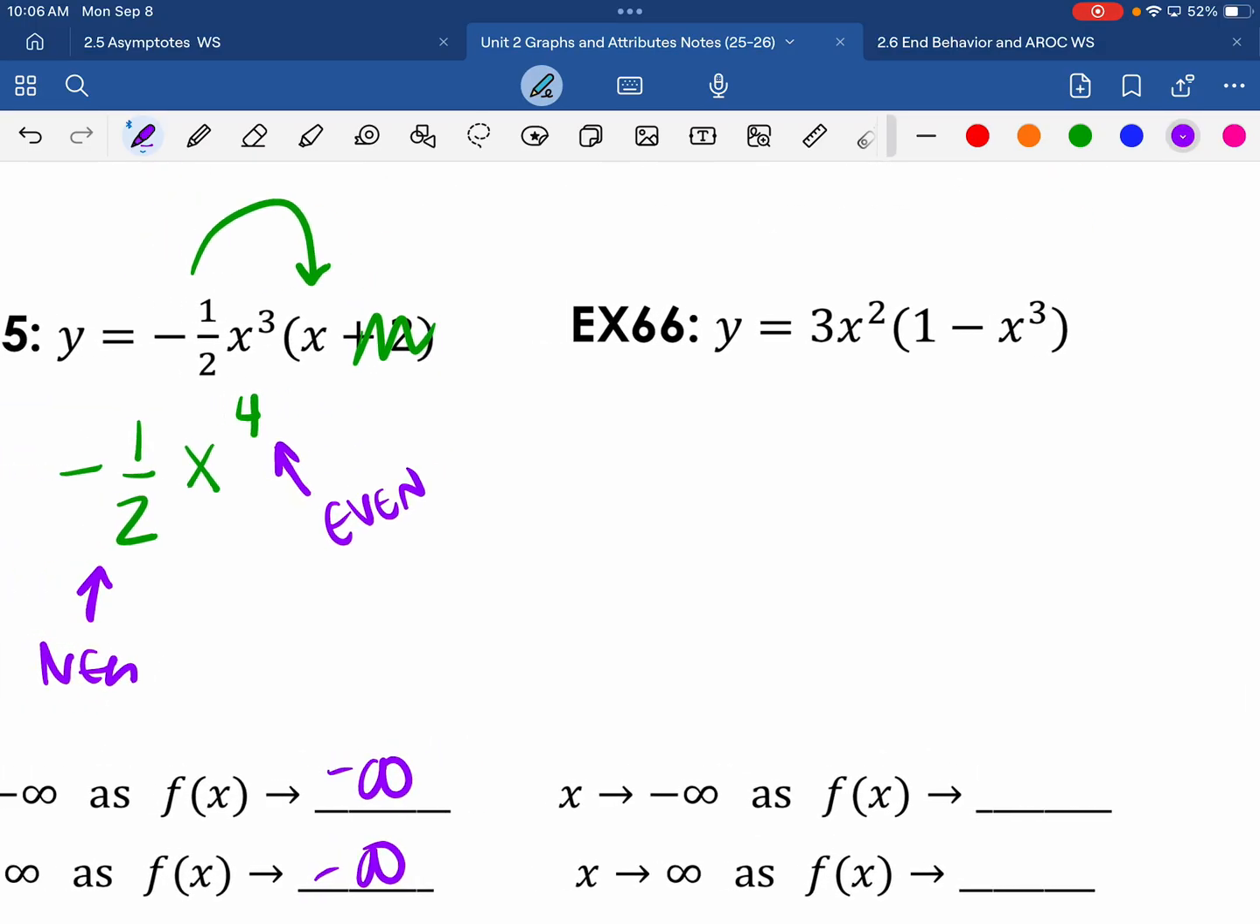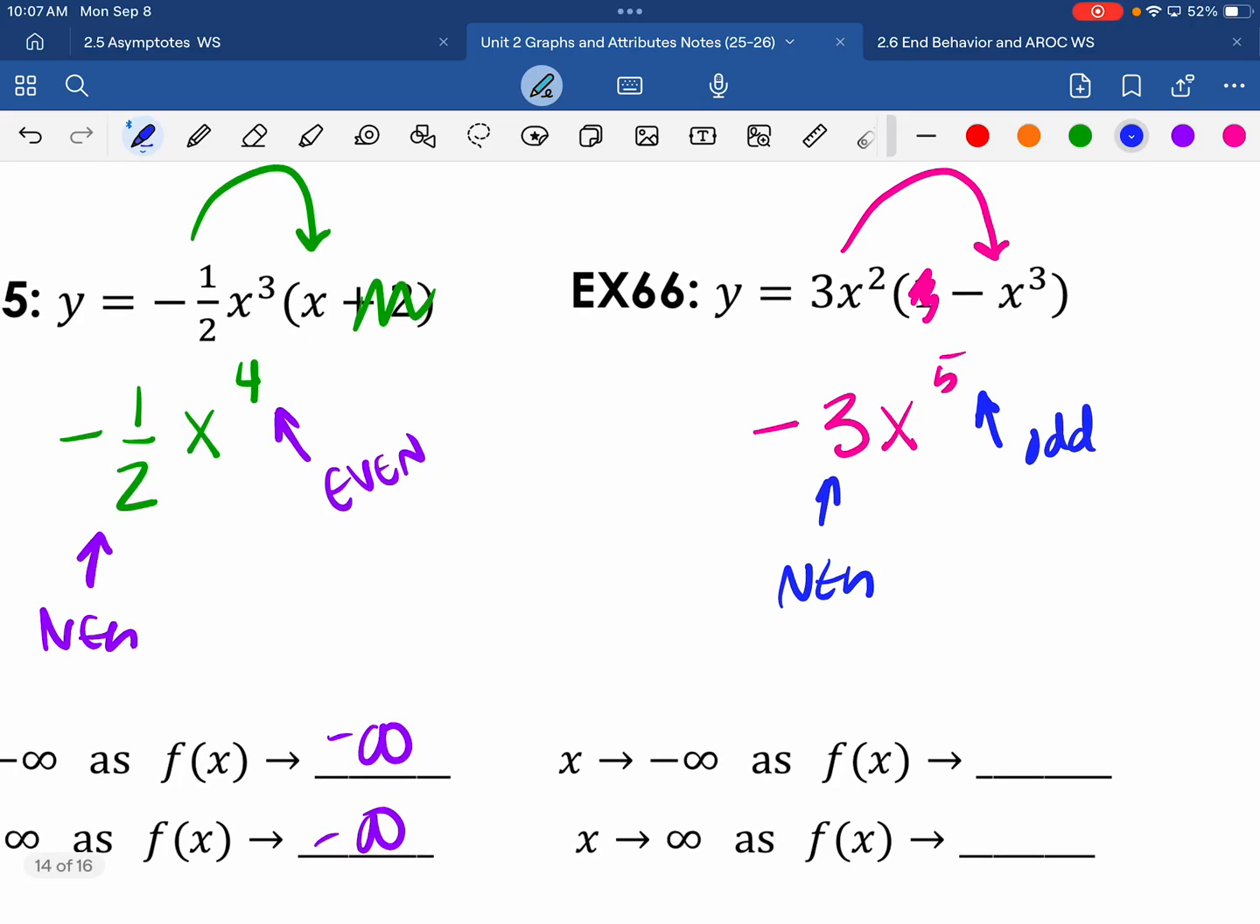All right, and then my last one of these guys, I do not care about the 1 because that won't give me the leading term. What I care about is the biggest exponent, which is going to come from when I multiply these guys together. Now, make sure you keep this negative. That will affect your leading coefficient. So that negative has to stay because we're multiplying 3 times negative 1, which is going to give me negative 3, and then x to the 5th. All right, so we are odd and negative. So the left side is going to go to infinity, and the right side will go to negative infinity.